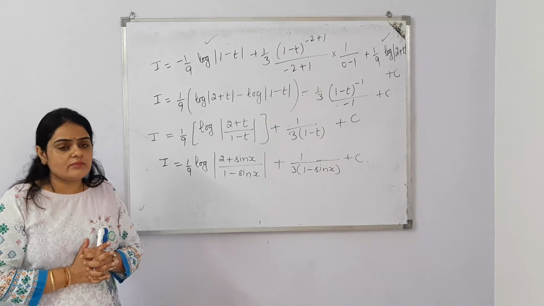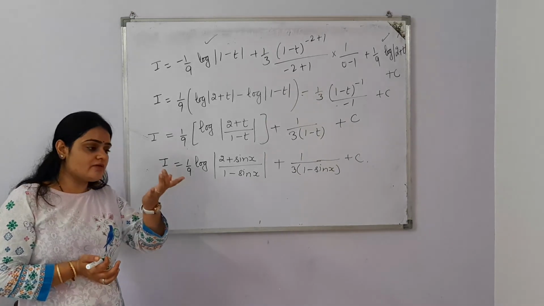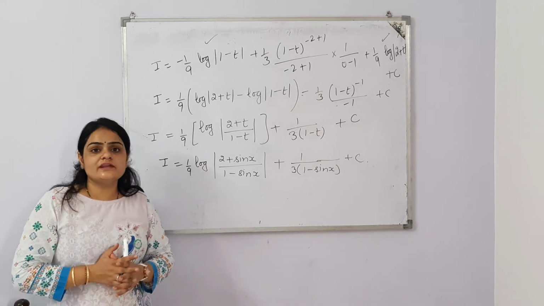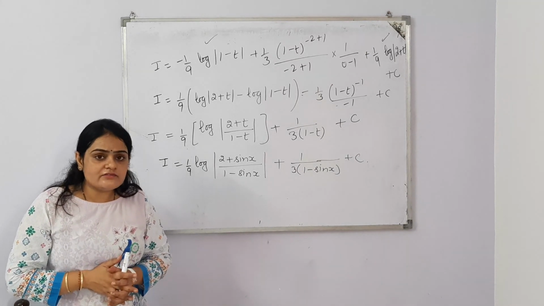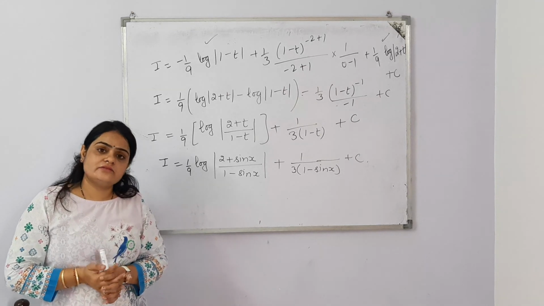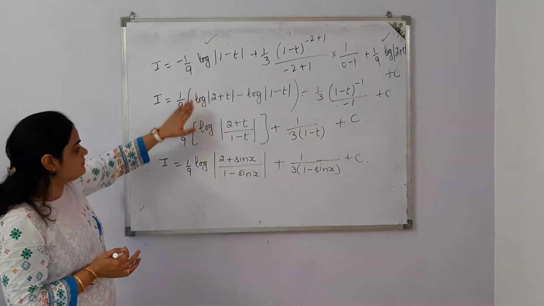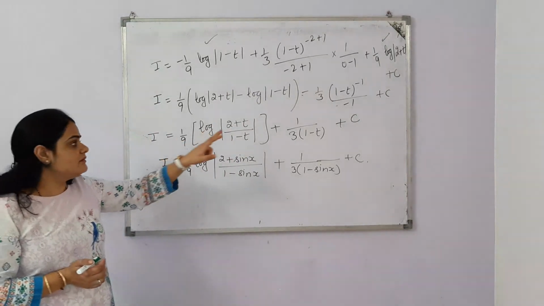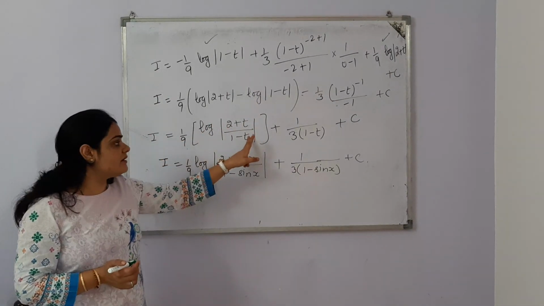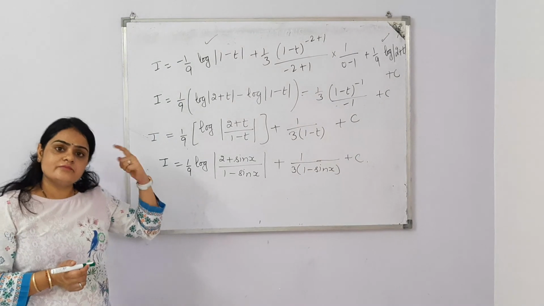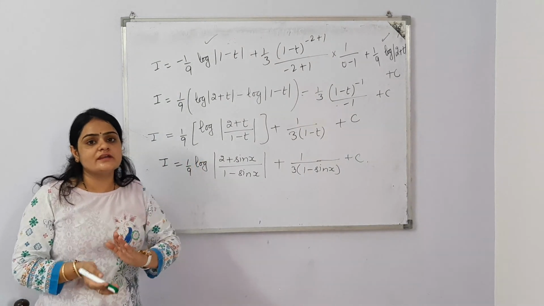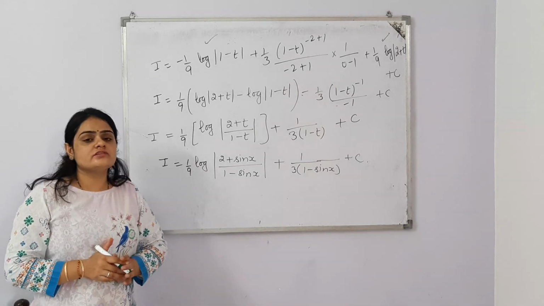So remember these two types of partial fractions. In the next video we'll do the case whenever there is a factor that is not linear. Here we had one factor 2 plus t, another factor was 1 minus t. That means here t's power is 1. Now we will have a variable whose power is not 1, it is greater than 1. We'll do these types of questions in the next video.